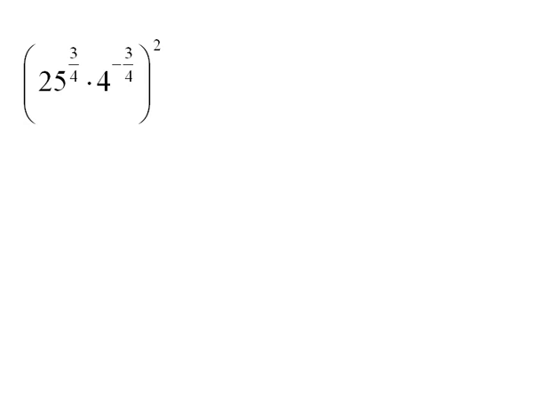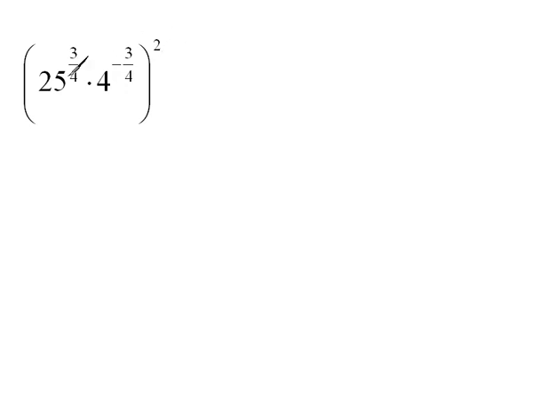Okay, now our problems are going to start getting more complicated, but remember, we're going to just do what we can and then reevaluate at each step and see where we can go from there. So here we have a problem: 25 to the 3/4 times 4 to the negative 3/4, and all of that is being squared.